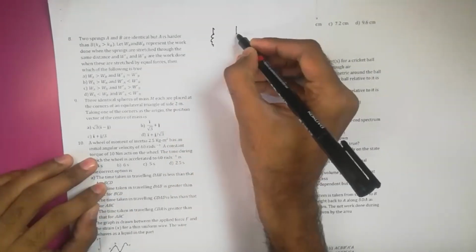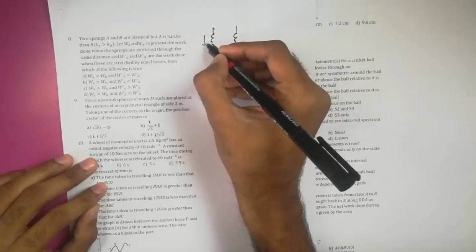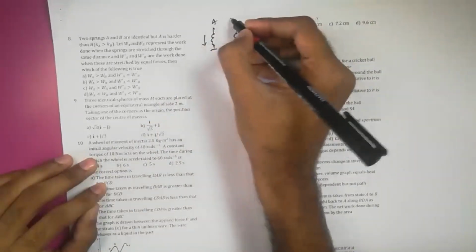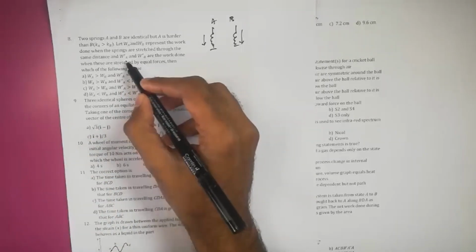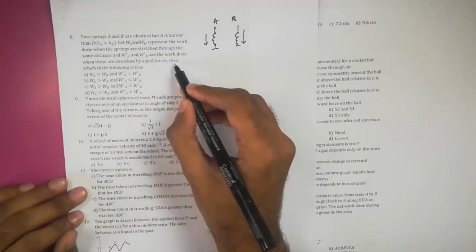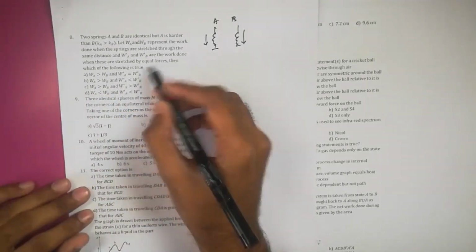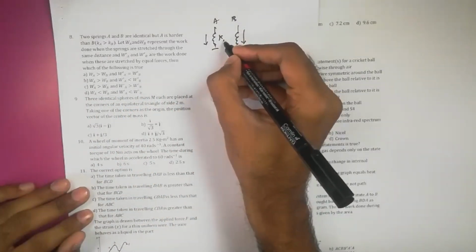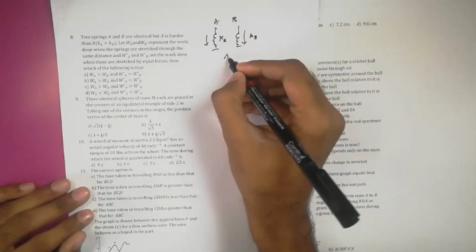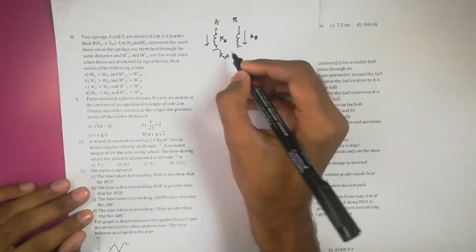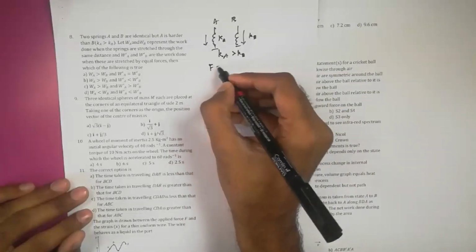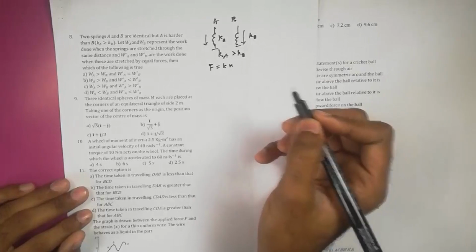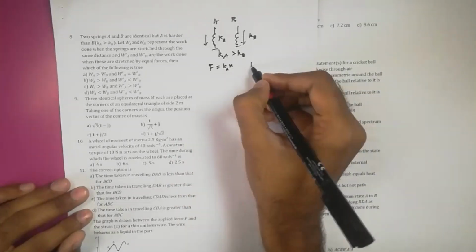Alright, let's call this A, let's call this B. Now the work in A, WA prime, and WB prime are the work done when these are stretched by equal forces. Then which of the following is true? Now, because we know the spring constant in A and the spring constant in B, we know the relation that Ka is greater than Kb. That means we obviously know the formula that force is equal to Kx, right? So force A is Kax and force B is equal to Kbx.